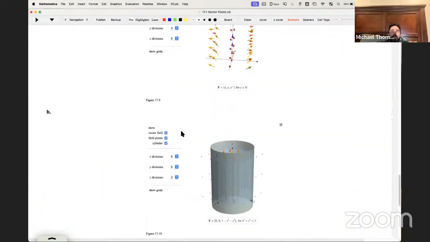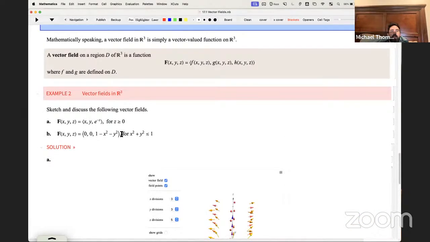All right, here's another one. This guy right here. You'll notice the f and g components, the first and second components, are both 0. The only thing that's changing here is the h component, the third component. If you think about what these vectors are, they all point either upward or downward, right? There are no x and y components. So this is a very boring vector field because the first two components have nothing there.